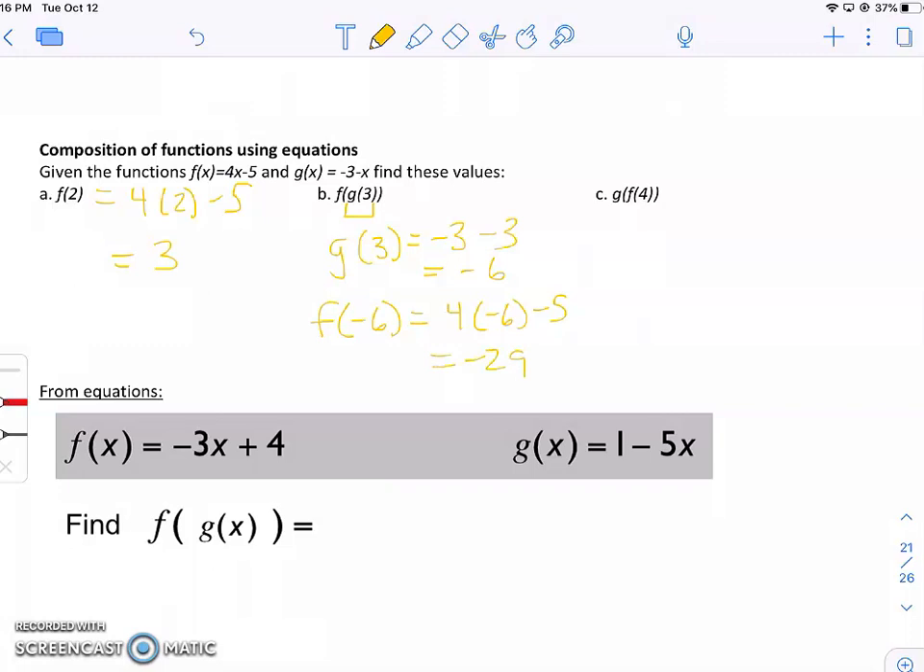So you always do the inside first. So f of 4. 4 times 4 minus 5. So 16 minus 5 is 11. Now we do g of 11. So negative 3 minus 11 is negative 14.